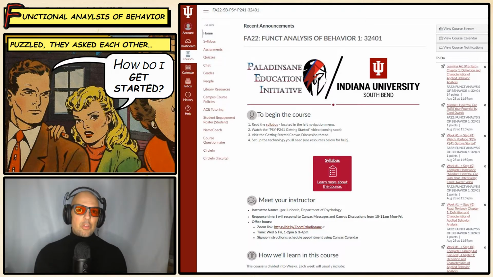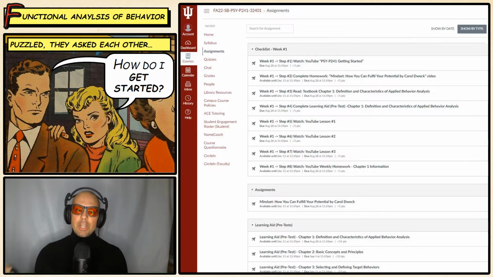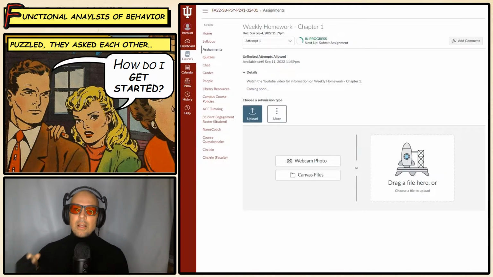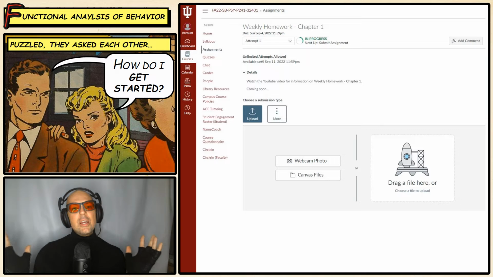First off are the weekly checklists. The weekly checklists are your way of keeping track of exactly what you need to do and the steps you need to take each week in this course. And third, we have the weekly homework assignments. The weekly homework assignments are your chance to engage in hands-on activities and get real-world experience incorporating the techniques, the strategies, the concepts that we learn in this course.